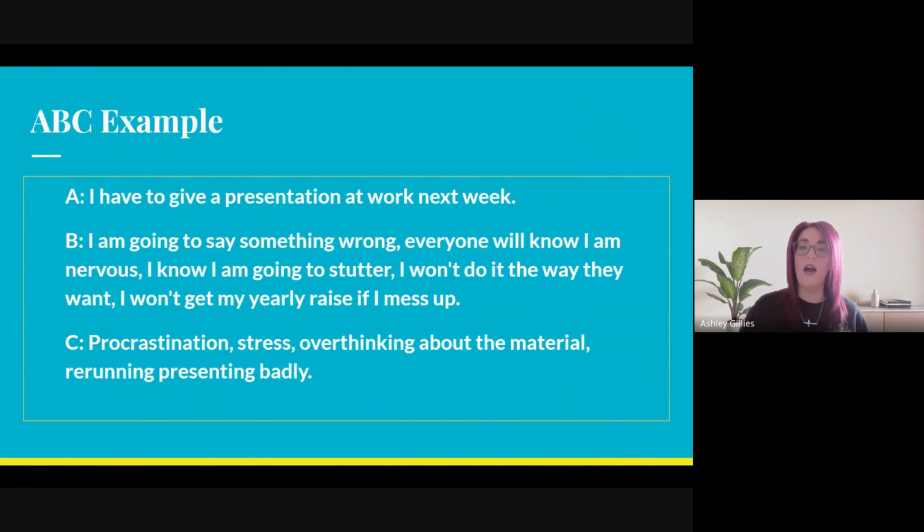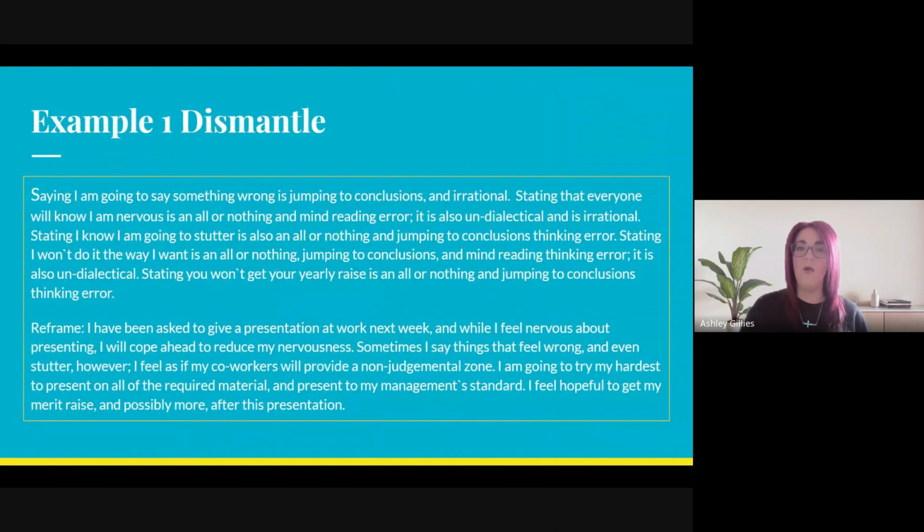So now for the dismantle, let's look at how much goes into this. Saying I am going to say something wrong is jumping to conclusions and irrational. Okay, so remember, you're looking for the error. So the error was jumping to conclusions. You don't know that you're going to say something wrong. You don't know that. You do not have the evidence to support that.